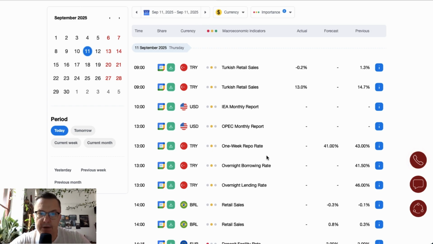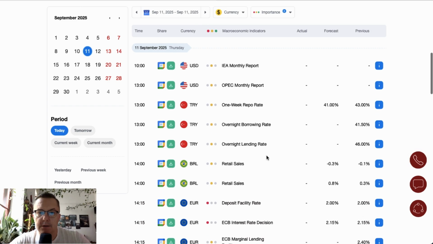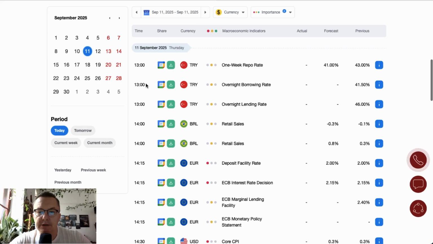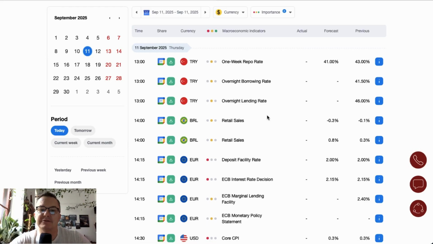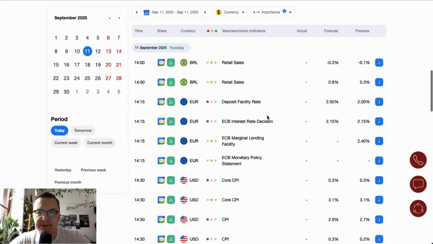Now we are waiting for the data from 10 o'clock, the monthly IEA monthly report in the US, and the OPEC monthly report is scheduled for 1 p.m. Turkish data are scheduled for 1 p.m.: 1 week repo rate, overnight borrowing rate, and overnight lending rate. All of this data is scheduled for 1 o'clock.